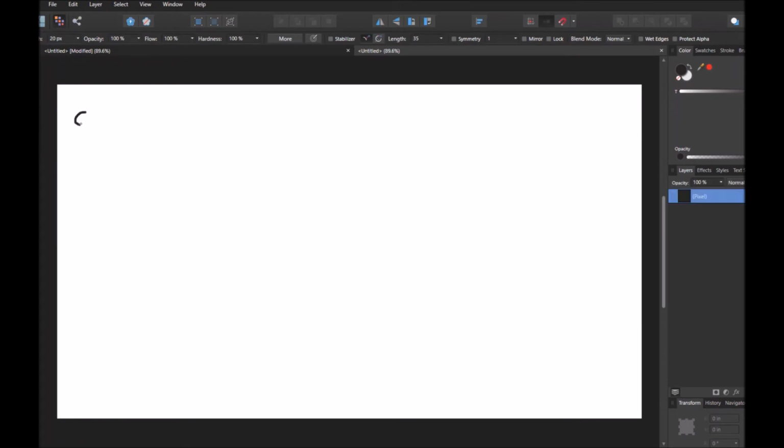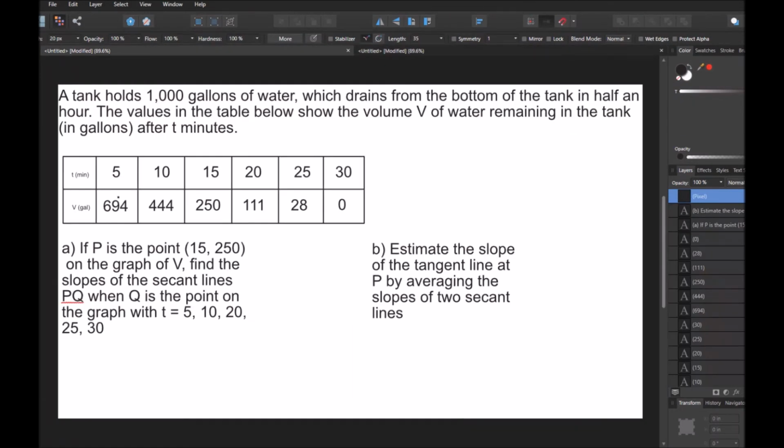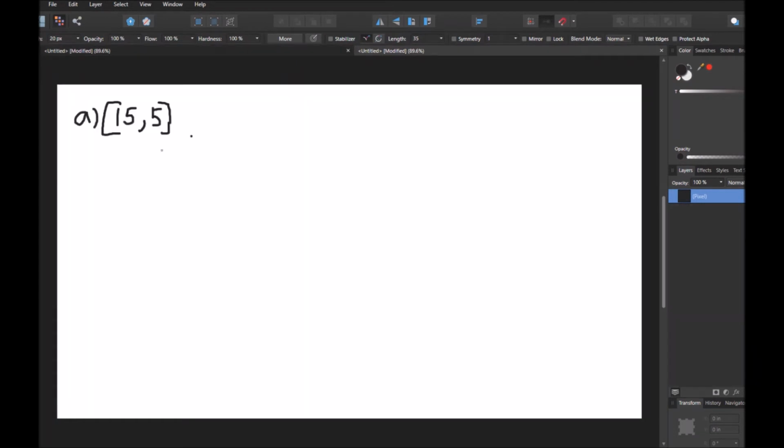So for part A, I'm going to go to this new screen over here, and I'm going to write the interval as 15 to 5. So really we're going backwards on this interval. But that's perfectly fine. So I'm going to write down the formula. M secant is equal to f of b minus f of a over b minus a.